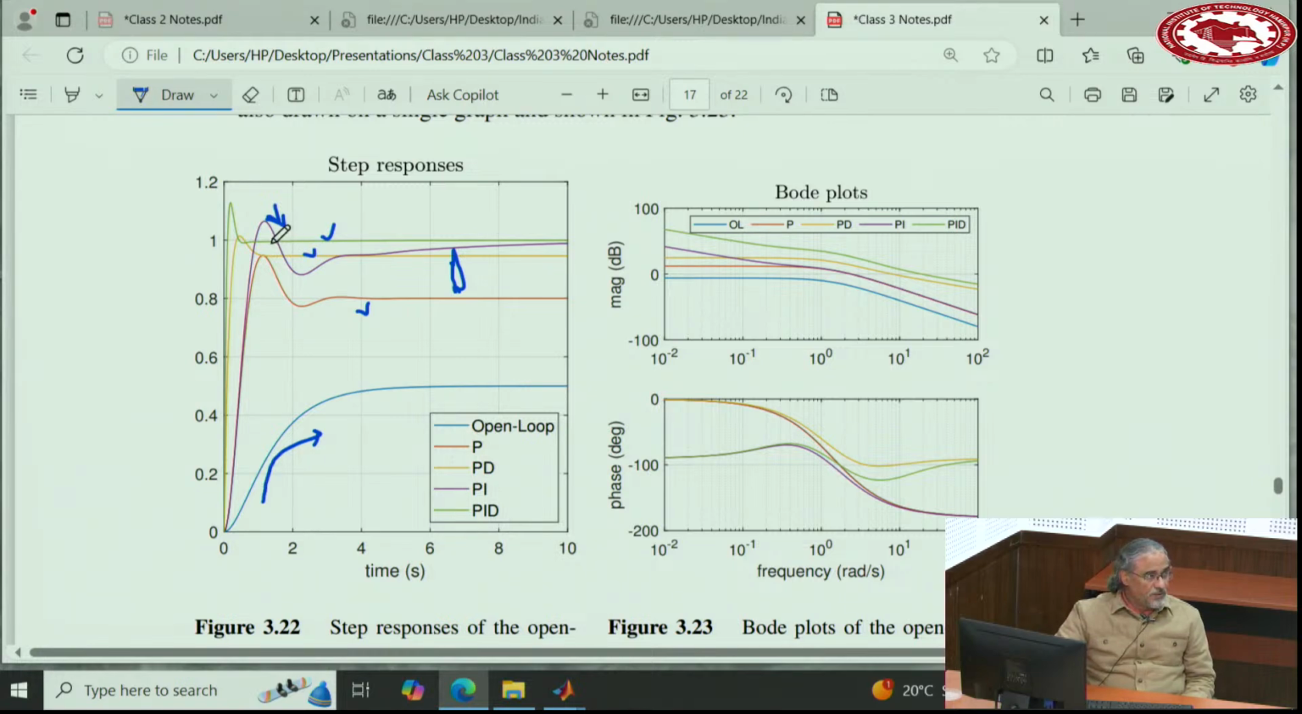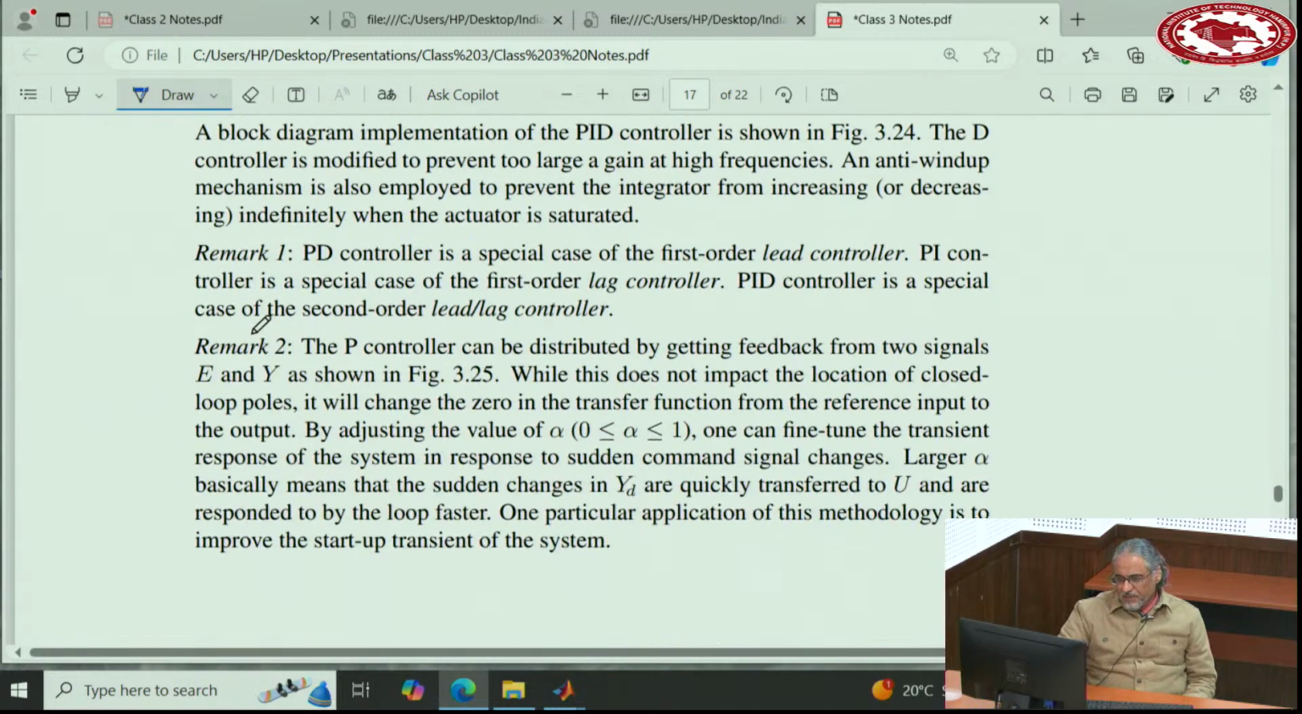Now you go to PID because you say, I'm good with this one. Steady state error is 0. Oscillations are good. I just want to make it a little faster. So you add one derivative because derivative makes it faster. And that's what you get here. Okay? All right.